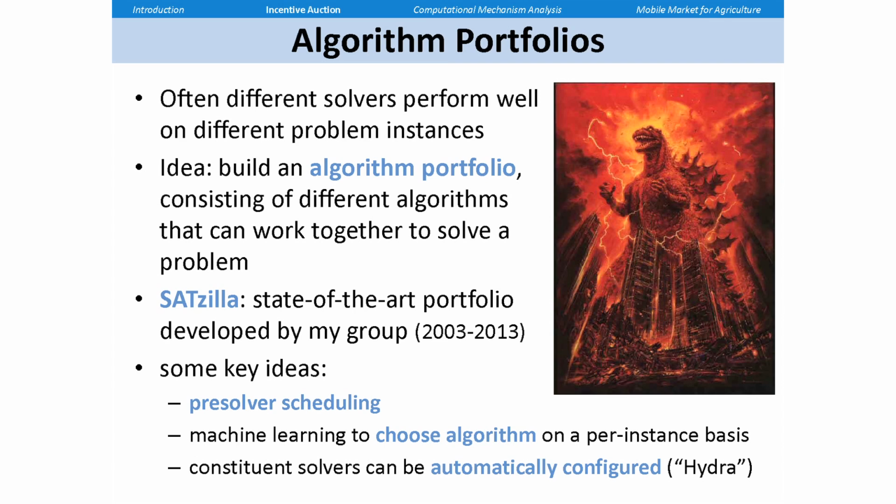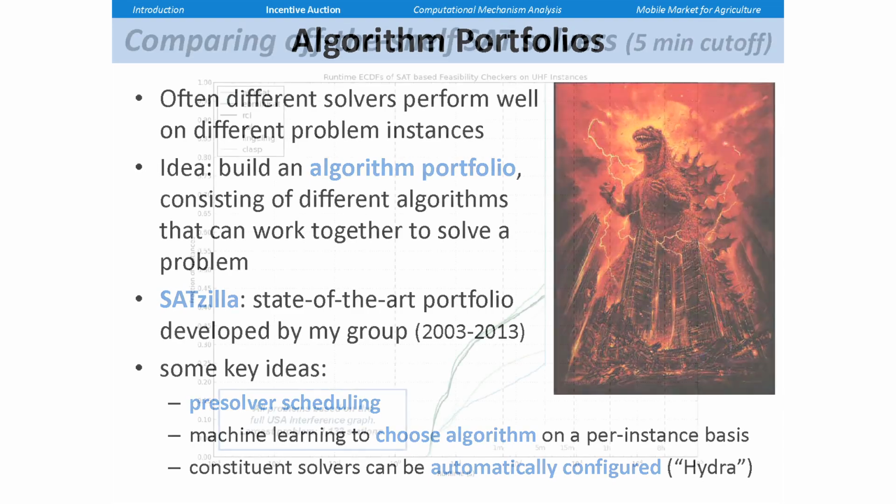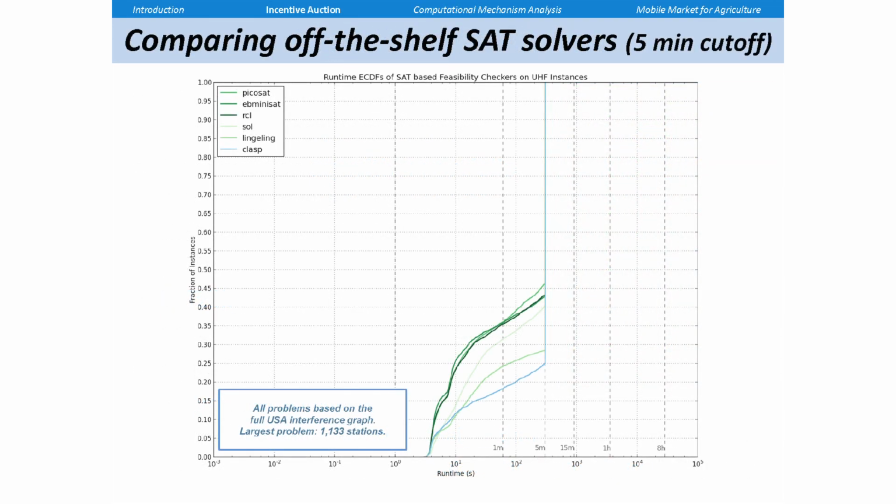We built something called SATzilla, which is a portfolio of SAT solvers. This is a pictorial representation of what it does. It's destroying Tokyo in this picture. And basically, this has become a dominantly successful strategy in the SAT community. So we took all of these things together, and we built a SAT solver for the FCC's problem.